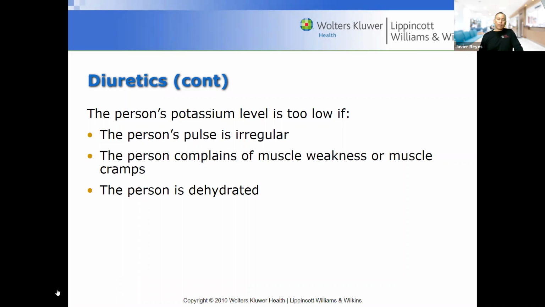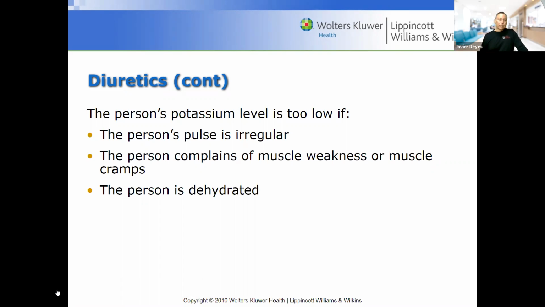Now, what do we have to look out for in people that are on diuretics? Well, number one, dehydration, right? If they're taking too much medication, they're urinating a lot, you look at them, their mouth's completely dry, their eyes are sunken in, their urine is really strong. That means they're over dehydrated, right? Their pulse is going to be weak, irregular. They may complain of muscle pains.